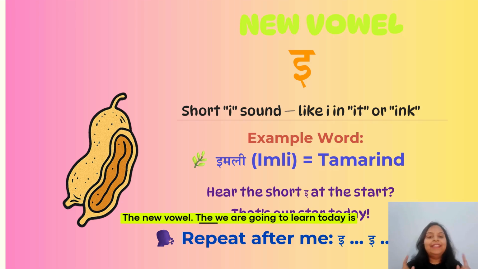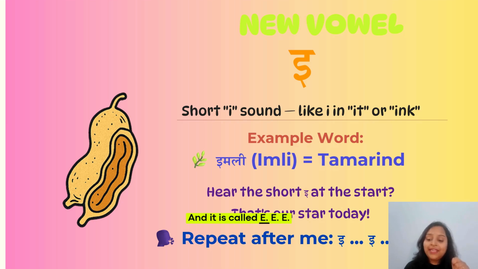The new vowel that we are going to learn today is the third vowel of our Hindi language and it is called E. And this is what it looks like. It has a short E sound like E in it or E in ink. The short E sound is our third vowel sound. And an example of E is imli.